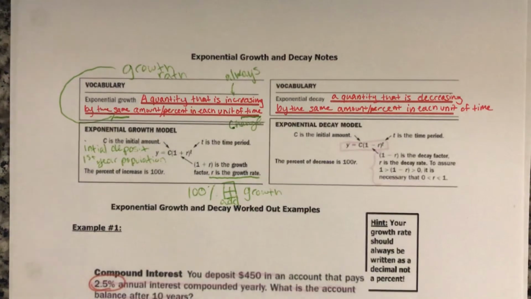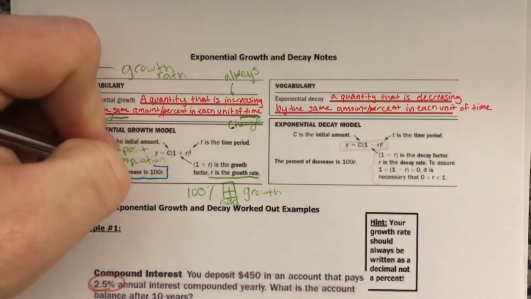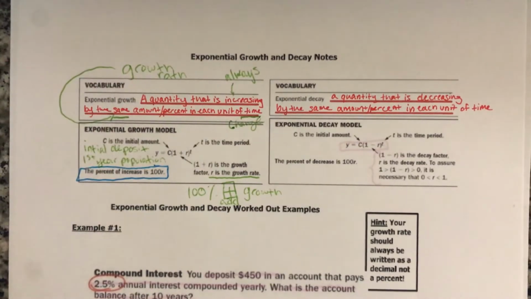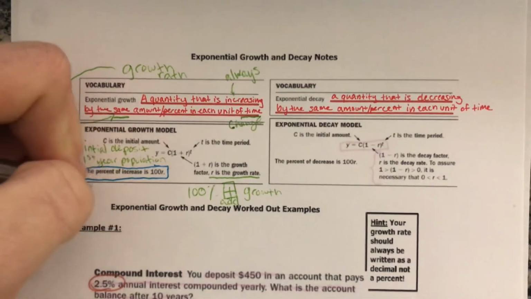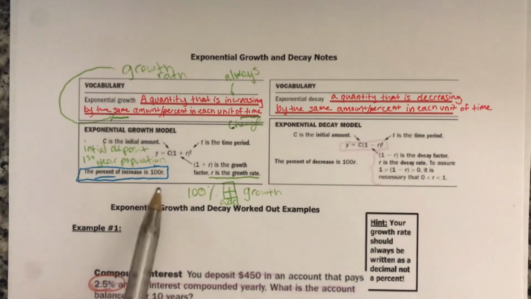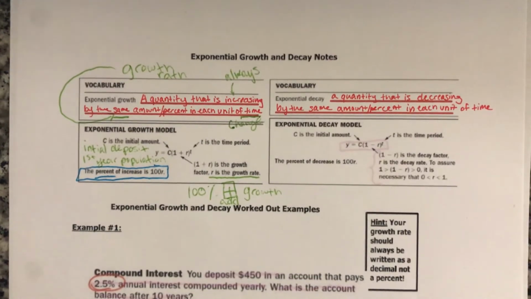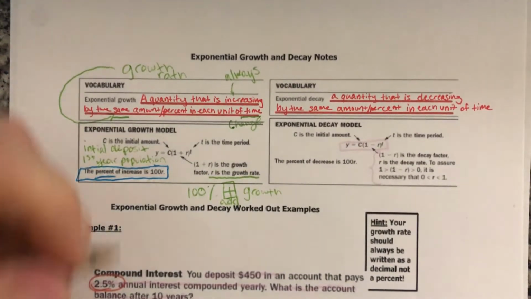Is this percent of increase is 100R. So I'm going to put a box around this because it's a separate equation. What it's telling us is if we were given a percent or we want to find a percent that we are increasing, all we really have to do is take the rate, R, and multiply it by 100. If we want to go from percent to R, then we just flip it. We take the percent of increase, divide it by 100, and that'll give us the R.